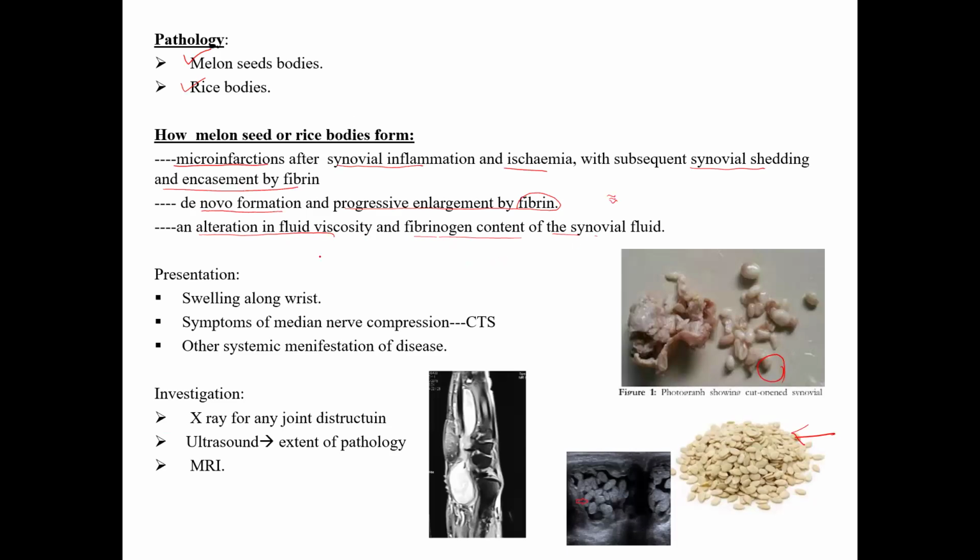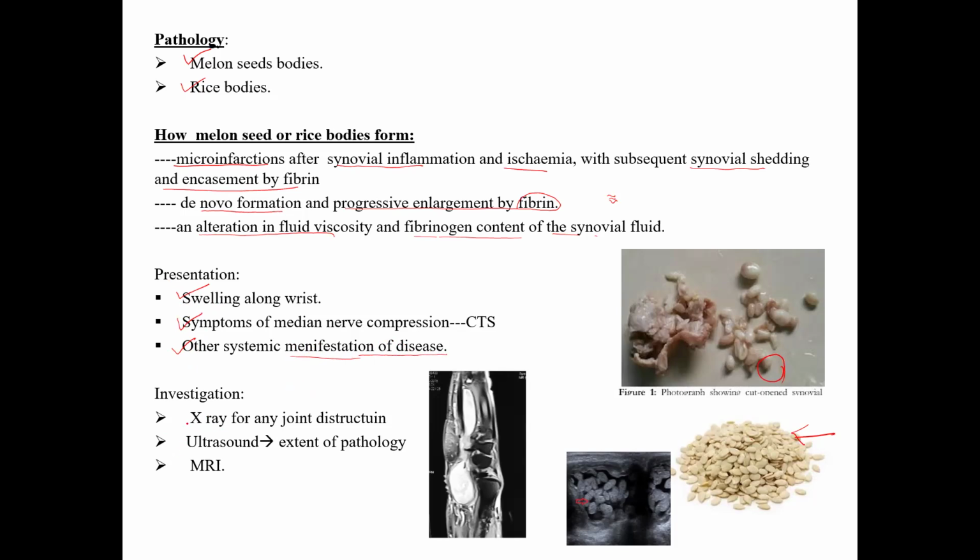So the thing you need to remember is melon seed bodies and rice bodies, which we see in compound palmar ganglion. And compound palmar ganglion is seen in chronic conditions called synovial sheath inflammation. Common is tuberculous tenosynovitis, and second common is rheumatoid arthritis. So there is a presentation with swelling along the wrist joint. They have symptoms of median nerve compression and other systemic manifestations of the disease. If it's tuberculosis, there will be all associated symptoms like malaise, weight loss, poor appetite and all. If it is rheumatoid arthritis, they have other presentations of rheumatoid arthritis with multiple synovitis, deformities and all.